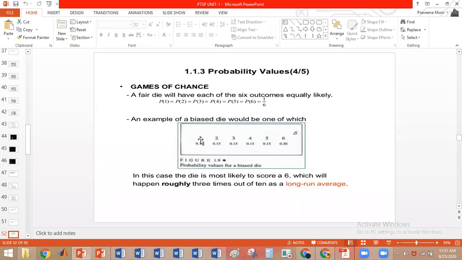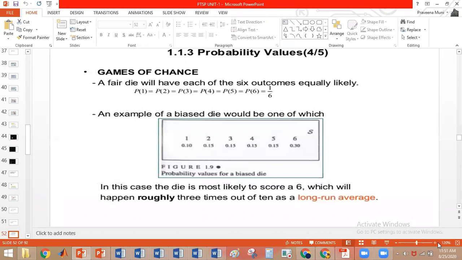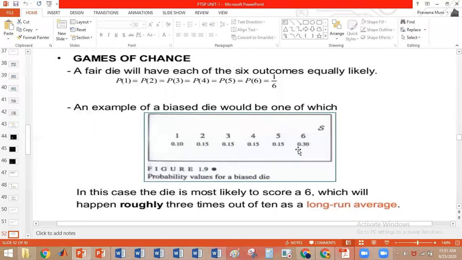Here, for example, you see this sample space. What are the outcomes we have? 1, 2, 3, 4, 5, 6. The probability for 6 is 0.3. The probability for 5 is 0.15, for 4 is 0.15, and for 3 is also 0.15. The probability of 2 is 0.15 and the probability of 1 is 0.1.